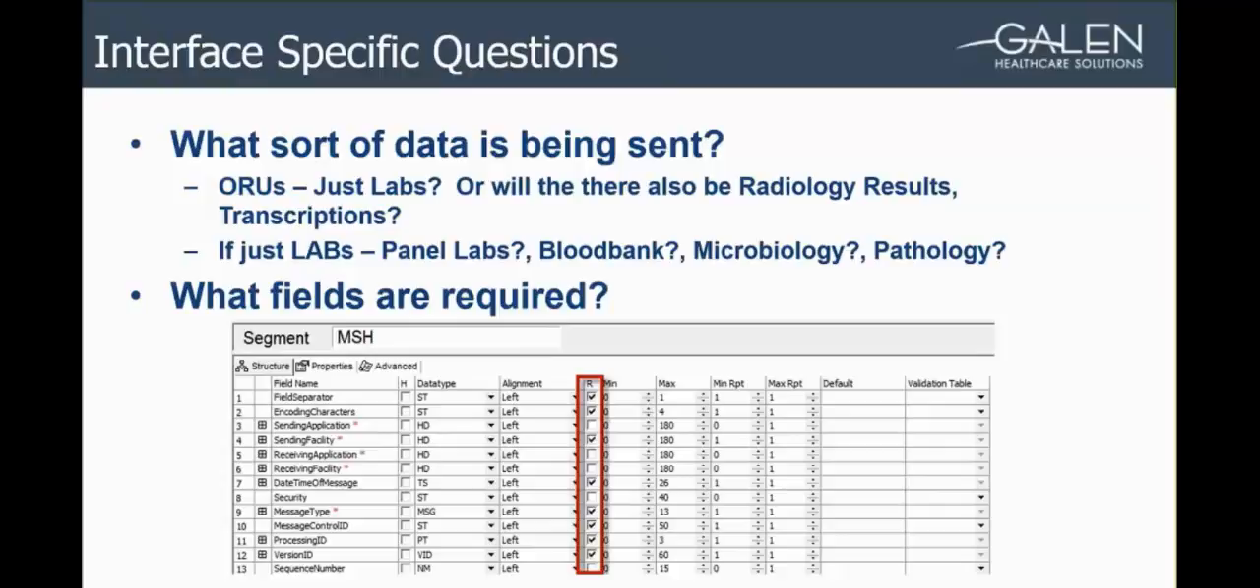If a required field is missing from an HL7 message, and those messages fail due to that missing field, then pieces of vital health information will be missing from the patient's HIE record, which may result in patient safety issues.